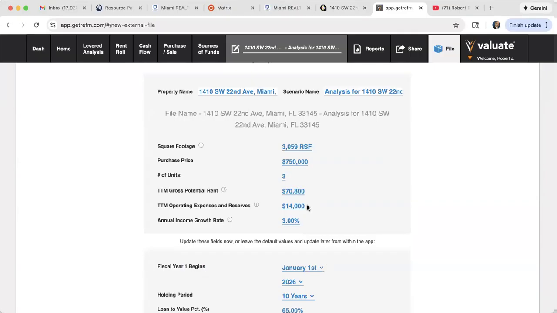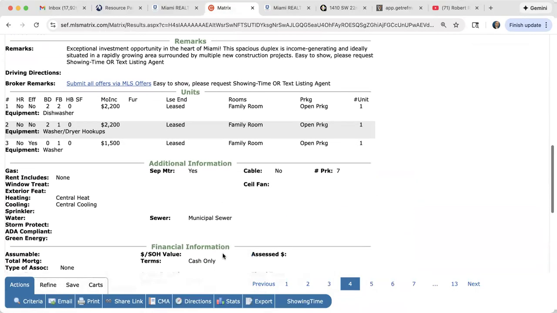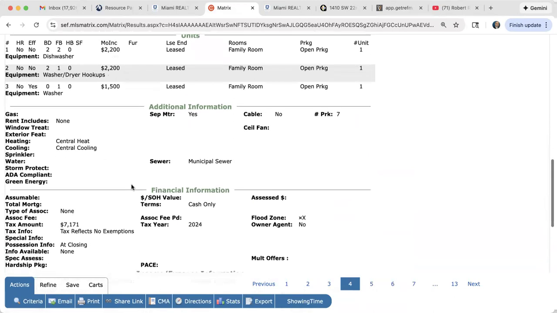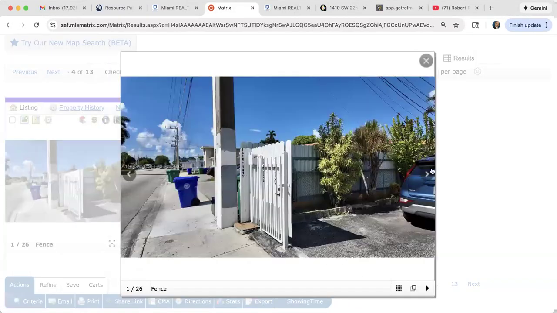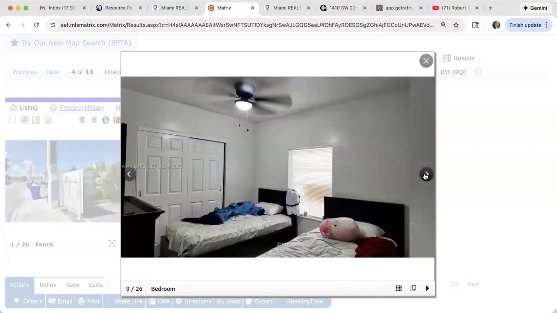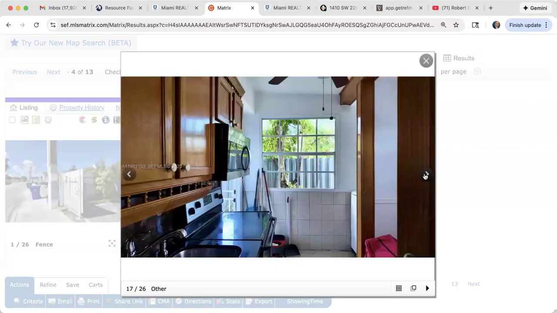All right. What are their expenses? Obviously, are there separate meters in this place, right? Do they have separate meters? So you're gonna see here rent includes nothing, right? Separate meters, yes. So they take care of their own electrical. Rent includes nothing. So the rent is not gonna pay anything. I would venture to guess that the landlord is paying some type of maintenance on the property unless there's no grass. If there's no grass, no landscaping, nothing to really maintain, then there's really nothing to maintain.